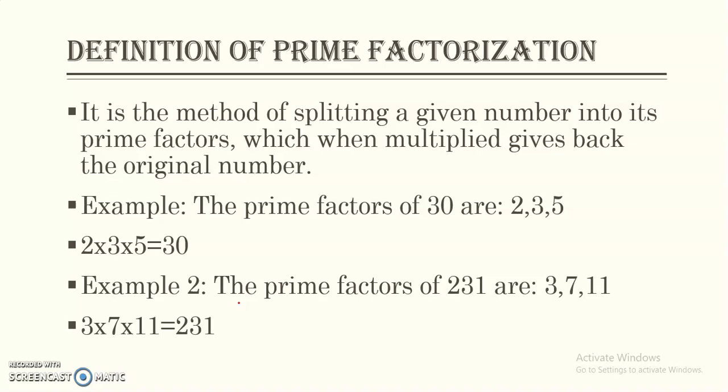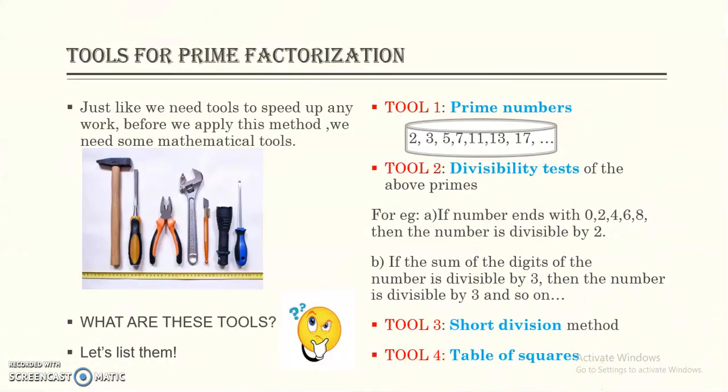What is prime factorization? It is a method of splitting a given number into its prime factors, which when multiplied gives back the original number. For example, the prime factors of 30 are 2, 3 and 5. That is, 2 into 3 into 5 is equal to 30. Example 2. The prime factors of 231 are 3, 7 and 11. 3 into 7 into 11 is 231.